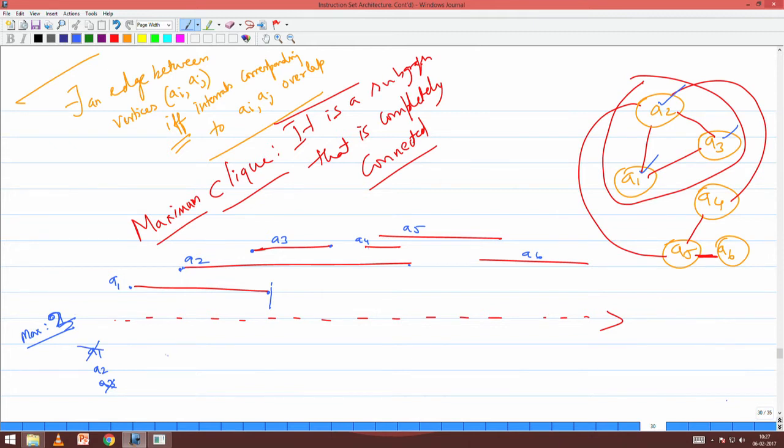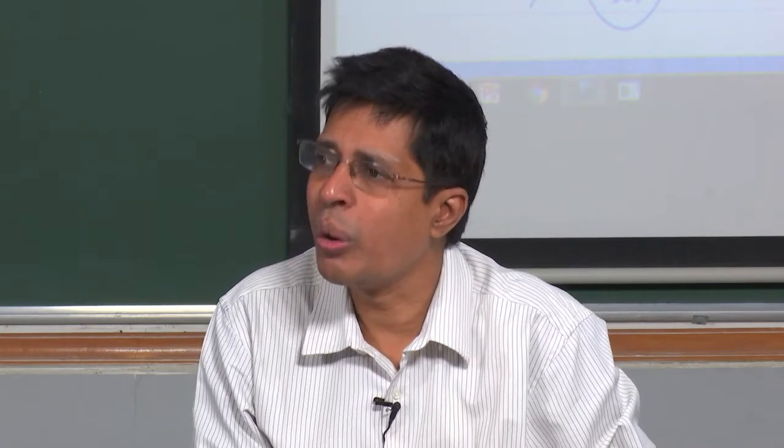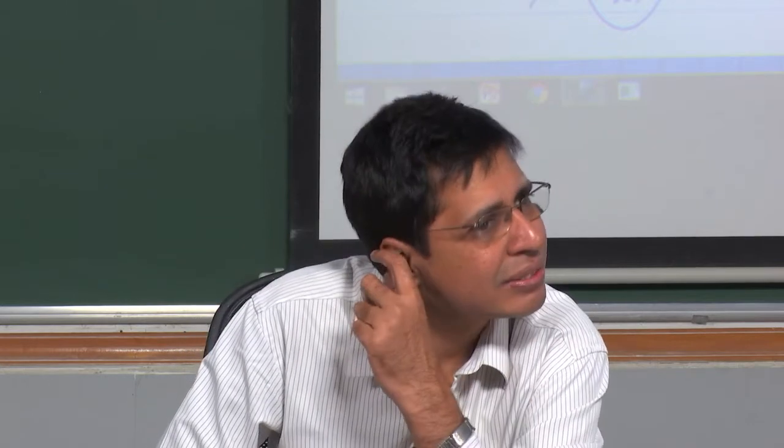Now A4's first point has come, so A2, A4, there are 2. And now A5 has come, A2, A4, A5, again max clique becomes 3. Now A4 gets removed, then A2 gets removed, then A6 comes, so A6, A5 is there, then A5 gets removed and A6 gets removed. So when I scan from left to right and keep adding into the basket when I see a left point and remove them when I see a right point, I can find out the size of the maximum clique.